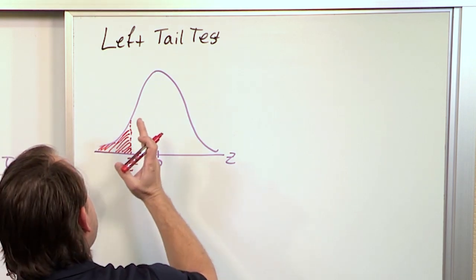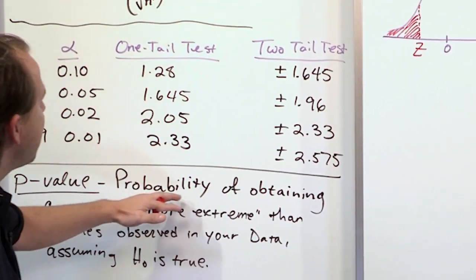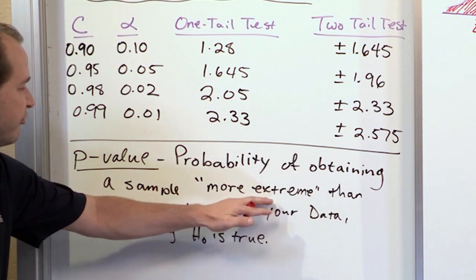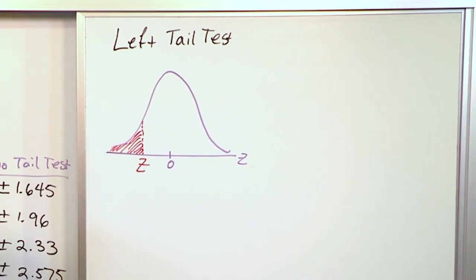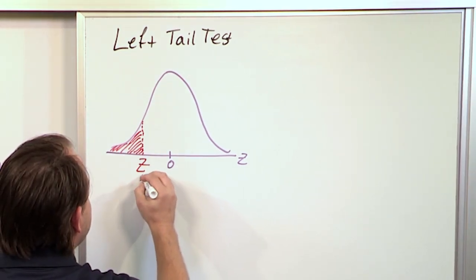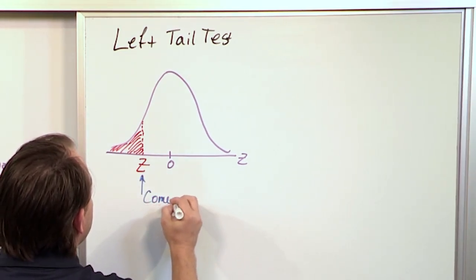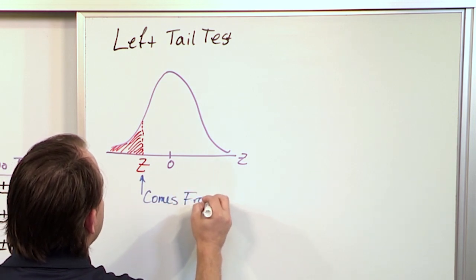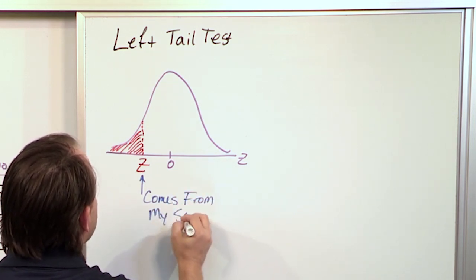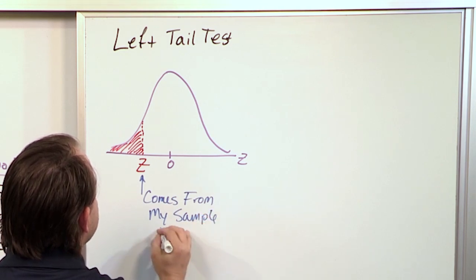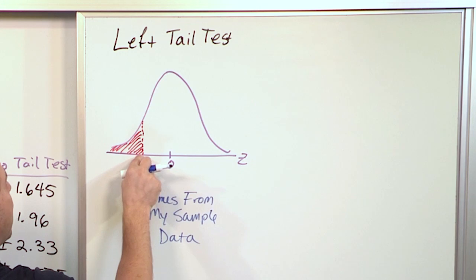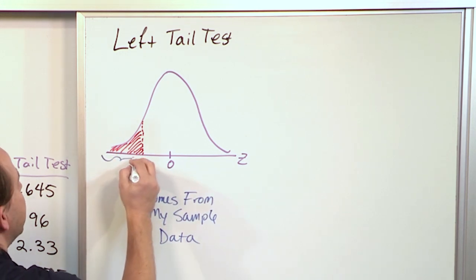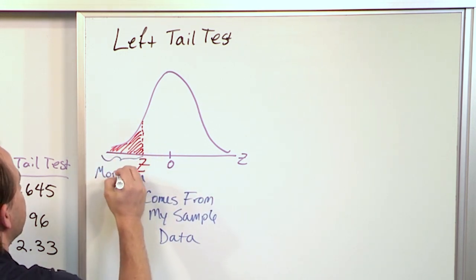So when we say the p-value is the probability of obtaining a sample more extreme than the ones observed in your data, what I'm saying is that this value of z is called the test statistic, and it comes from my sample data. So all of the z values to the left, these are more extreme.